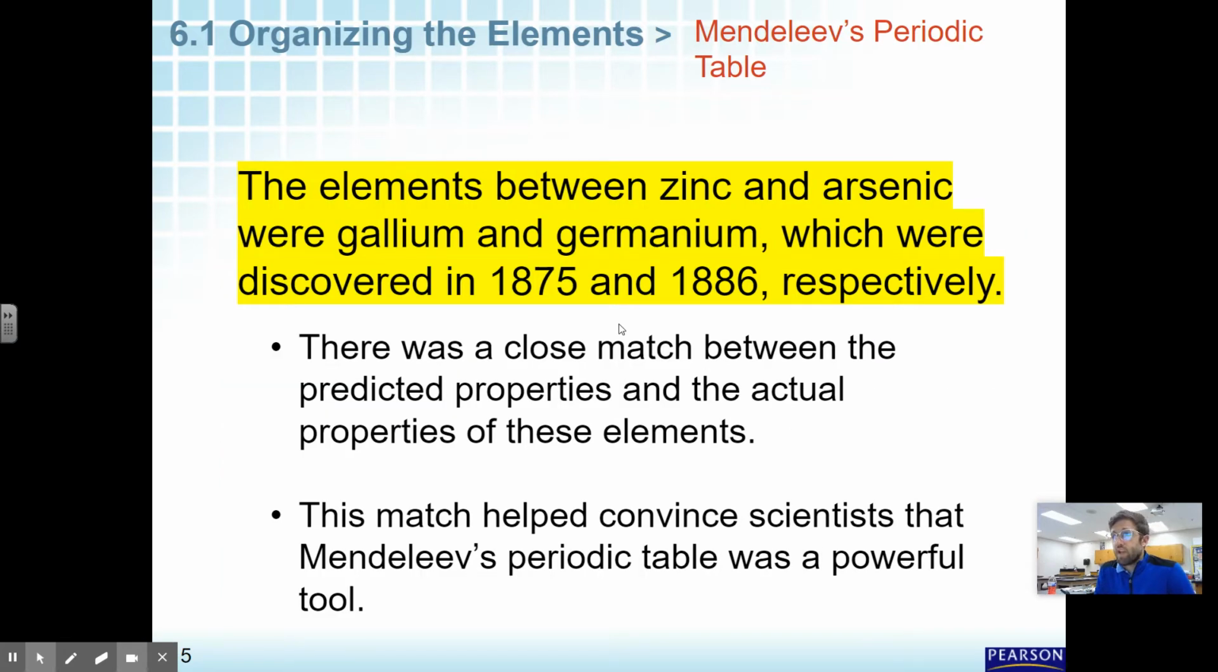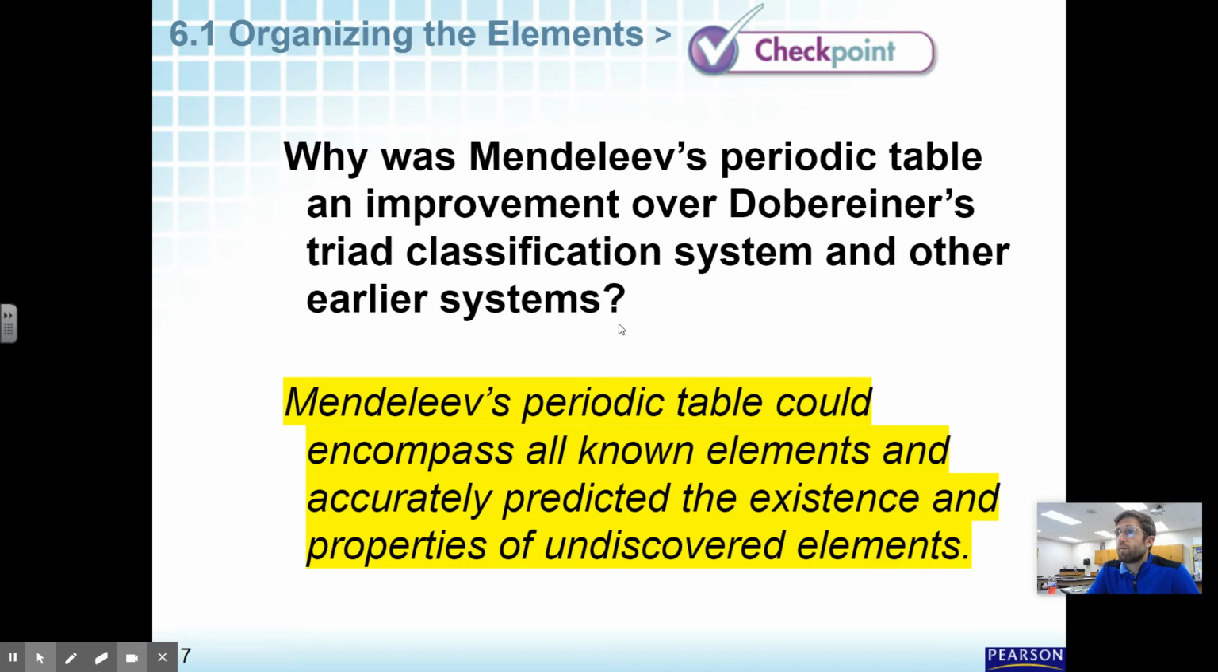Okay, and the two elements between zinc and arsenic, which were two of the ones that he did not know existed, but thought existed, were gallium and germanium, which were discovered in 1875 and 1886. So pretty much he's like, hey, something exists here. I don't know what it is. And then two elements were found to actually exist there. So a lot of people started to believe that the periodic table was actually something that was going to be useful, and that he was legit, essentially, right?